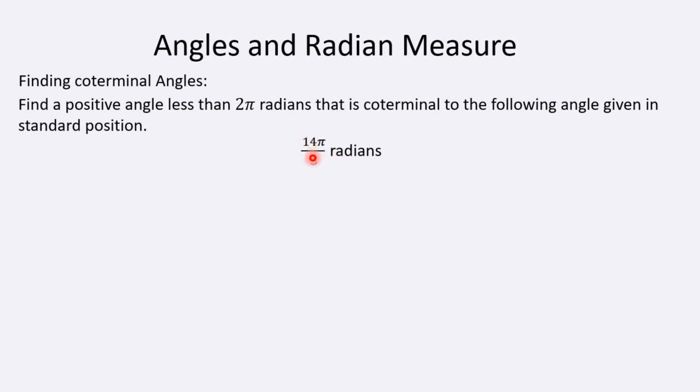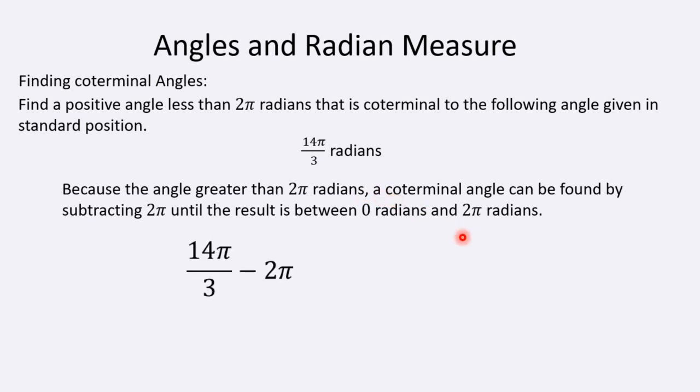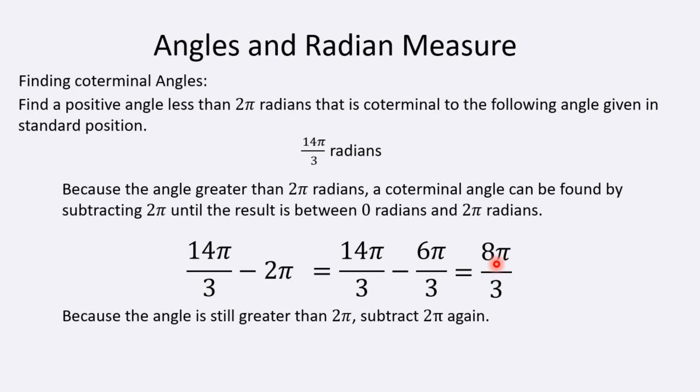So I have to subtract away 2 pi's from this. I have to subtract away revolutions. So I'll subtract away 2 pi once. 14 pi over 3 minus 2 pi is 14 pi over 3 minus 6 pi over 3. 6 over 3 is 2. And now they have the same denominator. Now that I have common denominators, I can just subtract 14 pi minus 6 pi to get 8 pi over 3. Now 8 pi over 3 is still bigger than 2 pi, because 8 over 3 is like 2 2/3. So that's more than 2. So I still have to subtract more revolutions. So I'm going to subtract 1 more revolution because 8 over 3 is bigger than 2.